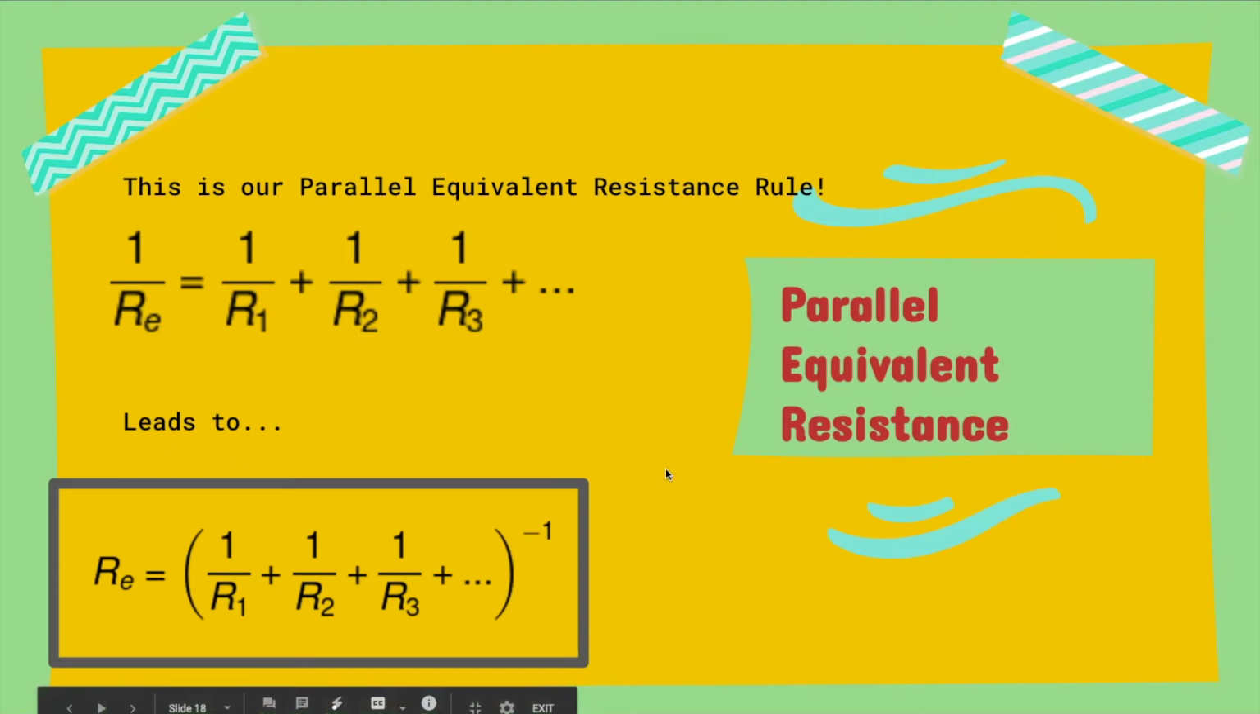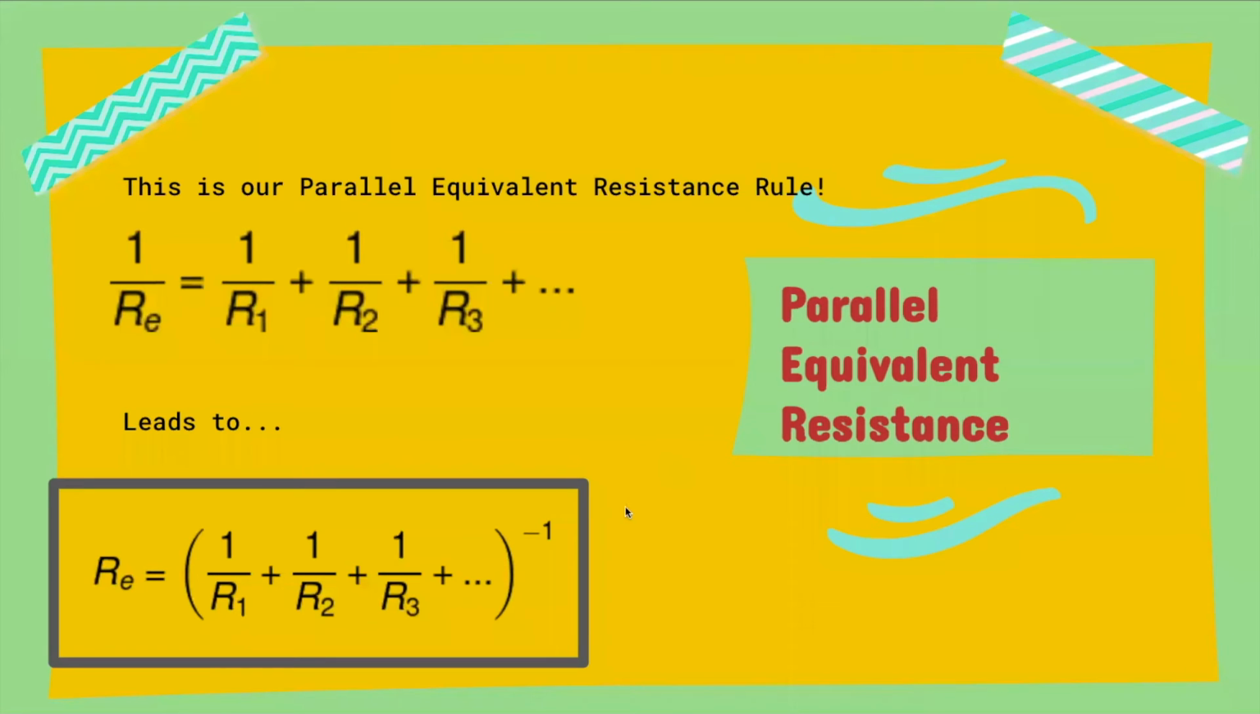So this is an important equation. You should have this in your notes. You have an open notes test. Write down this parallel equivalent resistance equation, and then let me show you how to use it. The other day in class, we did this lab where we had a 5, a 10, and a 25 ohm resistor in parallel with each other.